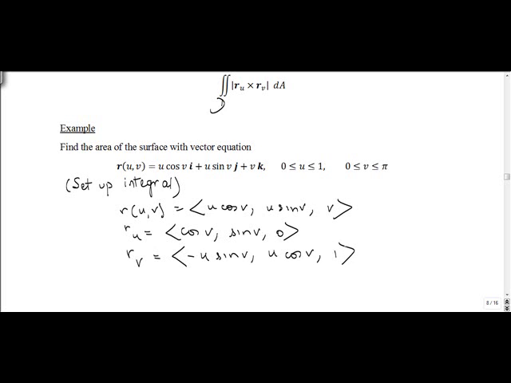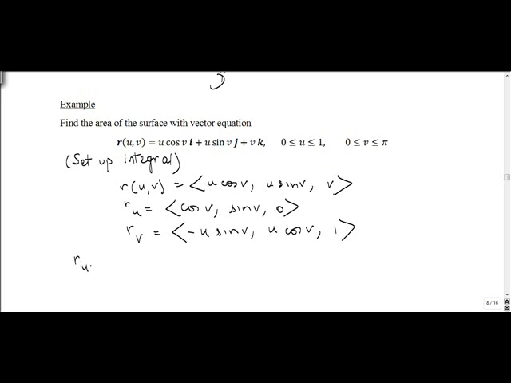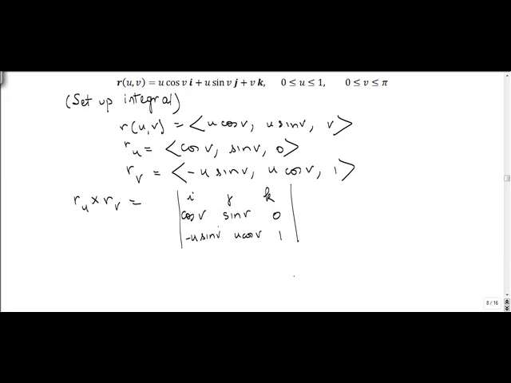The next thing we have to find, look at the formula, is the cross product of these two partials. So r_u cross r_v, set it up. You have i, j, k; cosine v, sine v, 0; minus u sine v, u cosine v, 1. Then you can put that into your calculator. You know how to do cross product in your calculator. And you are going to get the vector sine v, minus cosine v, u. I hope you remember how to do that. That doesn't look right, so hold on a little while and make sure that this is the answer. Check it for me, make sure I have the right thing, and make sure that you remember how to do that too.